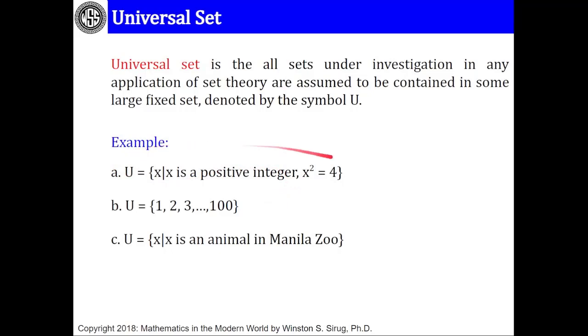So, this is under investigation. So, U, 1, 2, 3 to 100. We're also not sure what is being determined in this set. So, letter C, x such that x is an animal in Manila Zoo. This value can increase or this value can decrease depending on what animals go to Manila Zoo. So those are universal sets, and next we have cardinality.